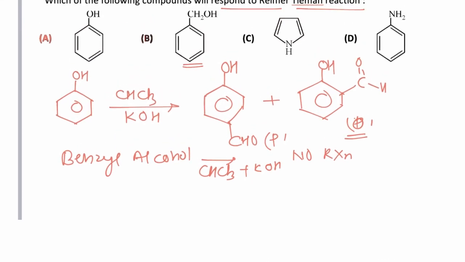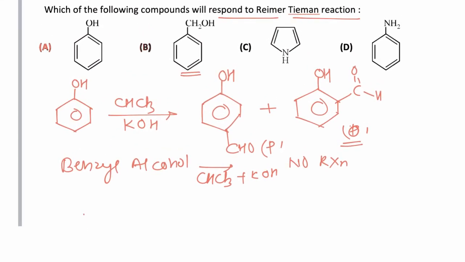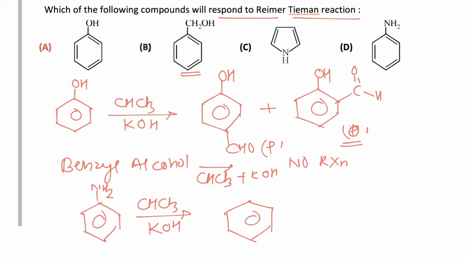In option D, if aniline is treated with chloroform and KOH, these two will react to form isocyanide. So the Reimer-Tiemann reaction is only when phenol is treated with chloroform and KOH. The rest of the reactions are not called the Reimer-Tiemann reaction, and hence the correct answer is A.